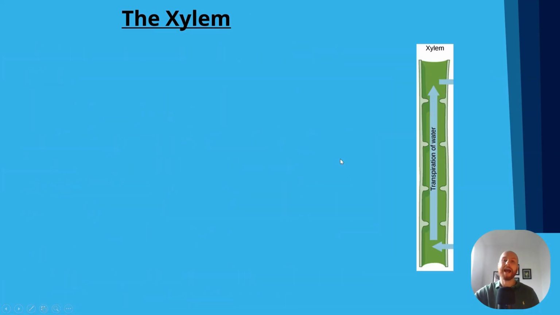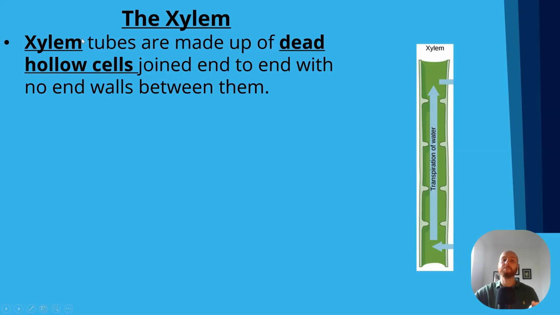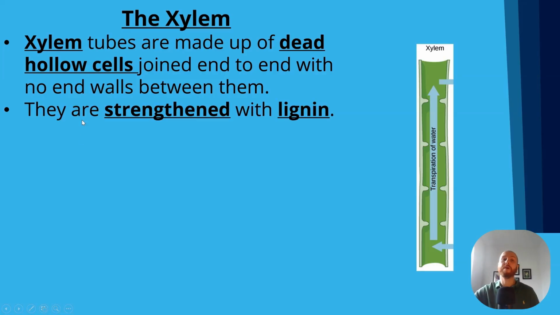Next of all, we have the xylem. Now, the xylem tubes are made up of dead, hollow cells joined end to end with no end walls between them. Now, they're strengthened with this substance called lignin. Lignin gives structure to these xylem tubes, and it's a substance you'll find in tree bark to make it really tough. So it's a really strong molecule.